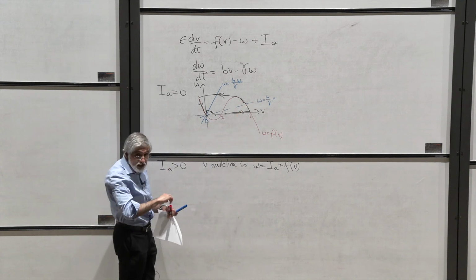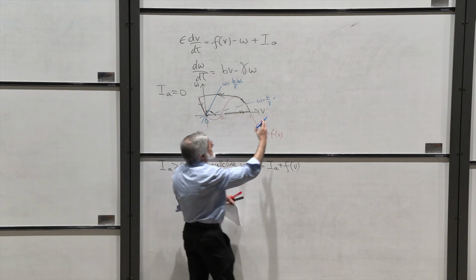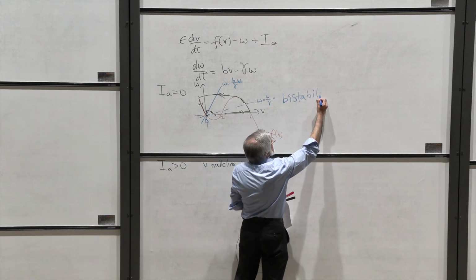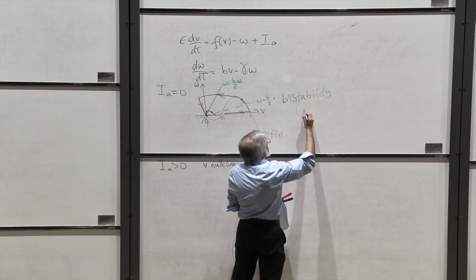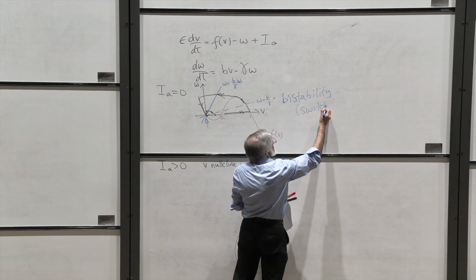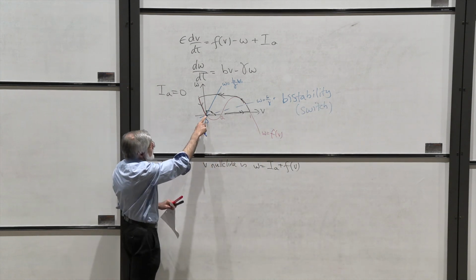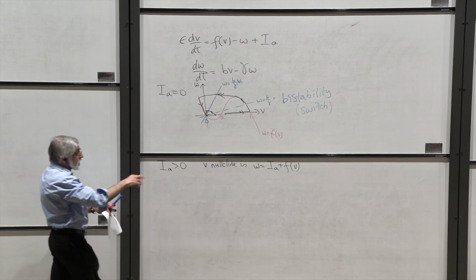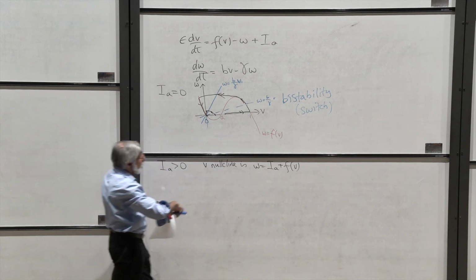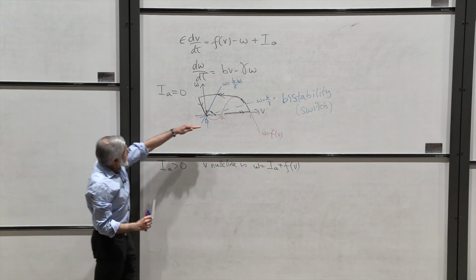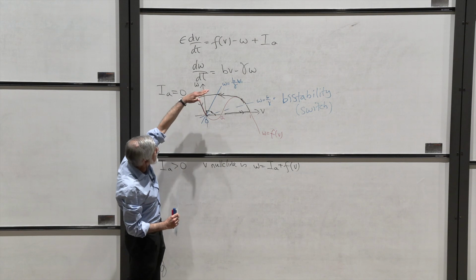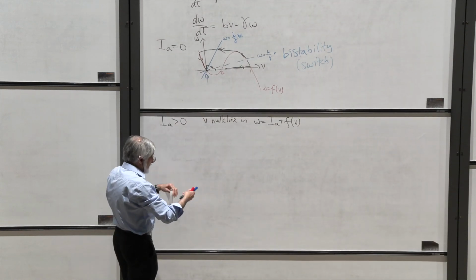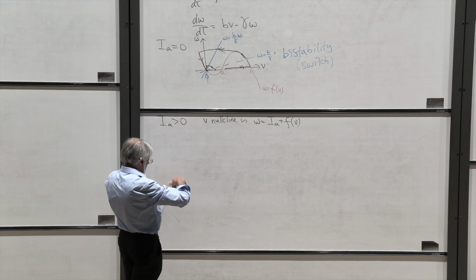So that's called a bistable state, bistability, or a switch, where you can go from low to high, okay? And if you add I_A in, all that does is lift this up. Lifts the parabola up.